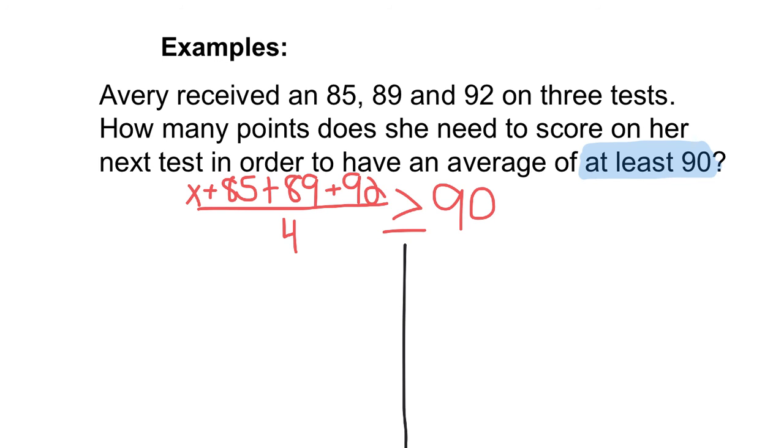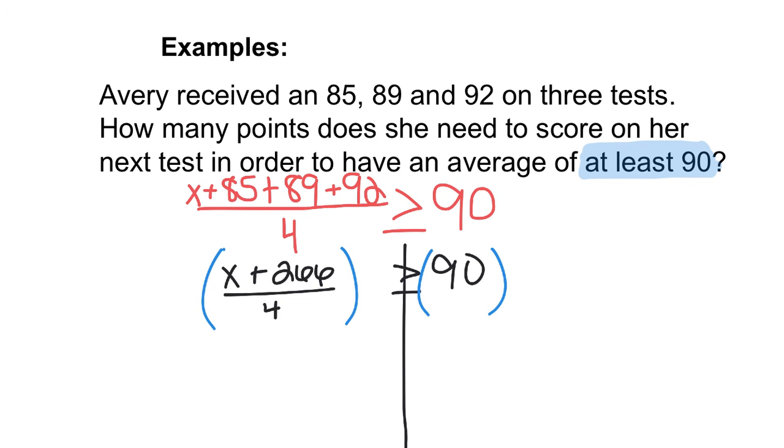And that gives me 266. So I get x plus 266 over 4 greater than or equal to 90. Now we'll start to solve this. And so we can solve it first by canceling out the 4 that's on the bottom. Since it's being divided, we can multiply by 4 to cancel it. And so that gives me 360 over here. And x plus 266 over here.